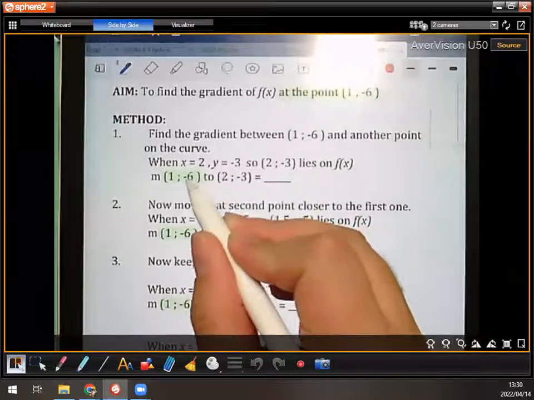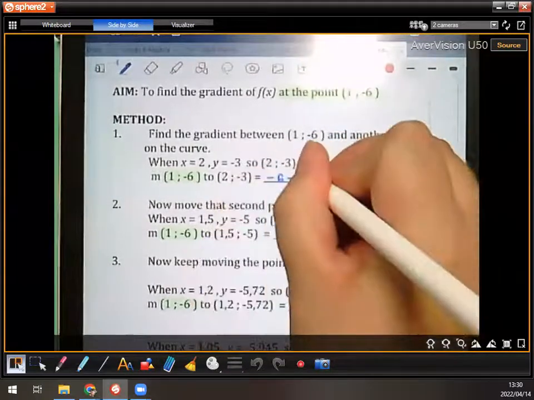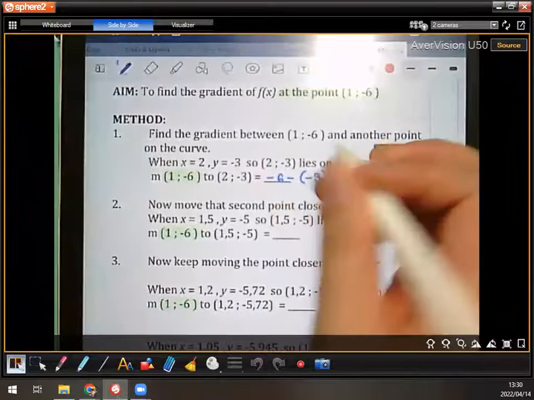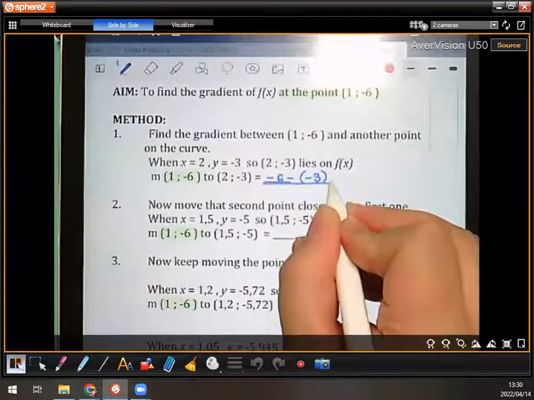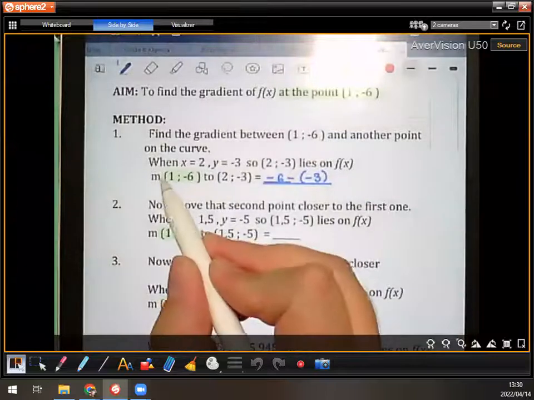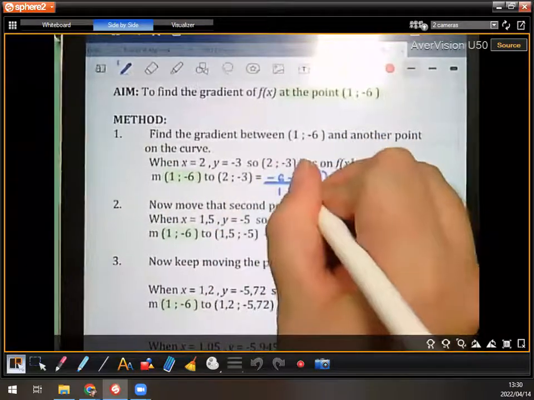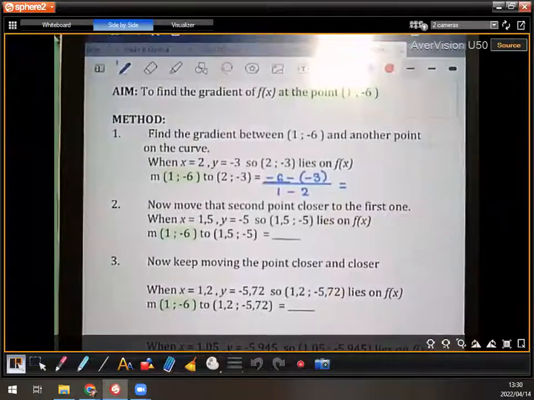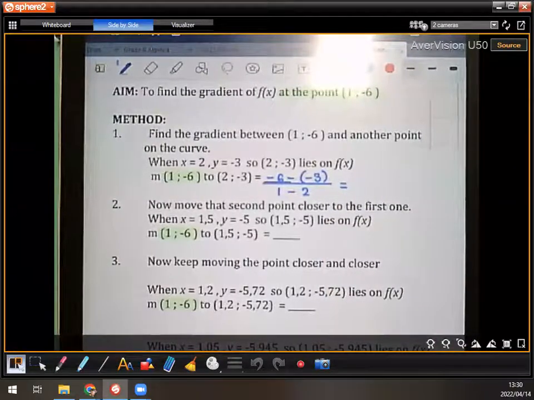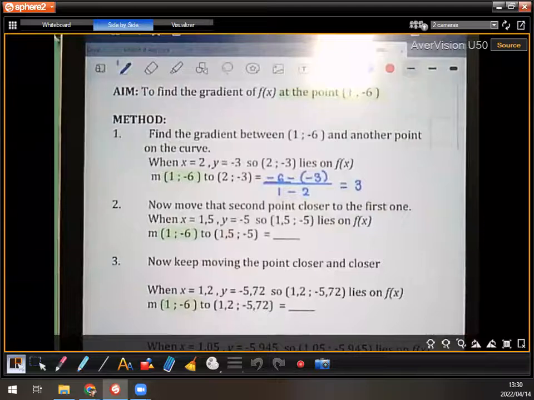So change in y, we're going to take this y value, -6, minus the y value of the other point. I'm just using that line there as my fraction line. Over change in x, 1 minus 2. Okay, are we getting an answer of 3, I think? What I have here.